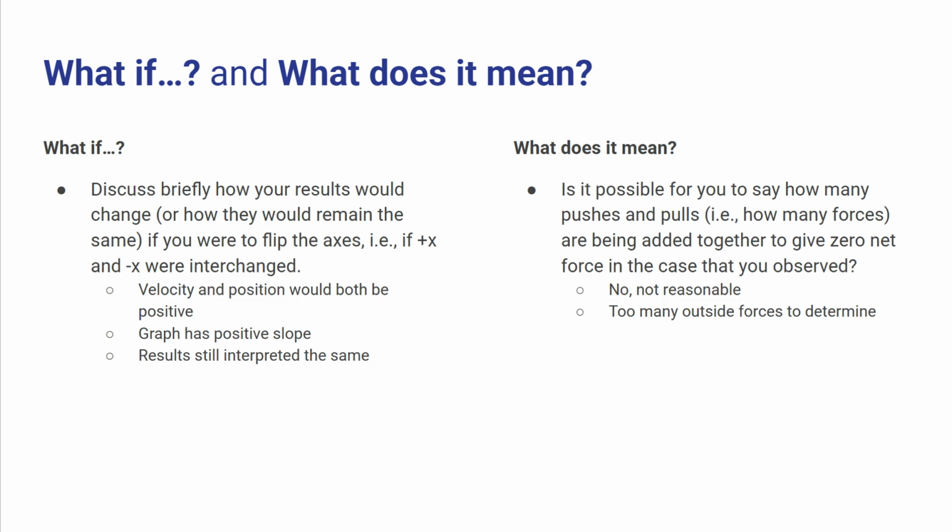What does it mean? It's not reasonable to be able to say the exact amounts of the pushes and pulls. There are so many factors and outside forces that could be acting on the object. In the real-world experiment, it's nearly impossible to obtain true constant velocity due to the sheer amount of outside forces that could act on the system. In this example, like I said earlier, friction is a big issue that would slow the object down.